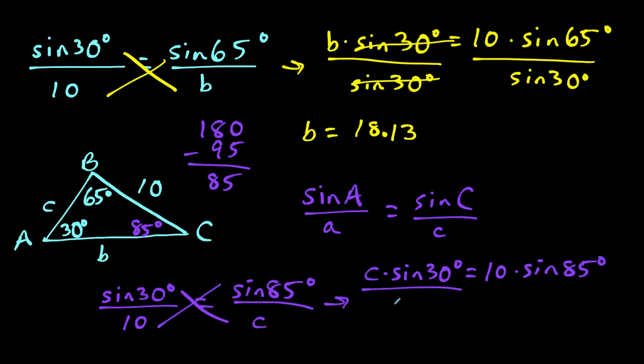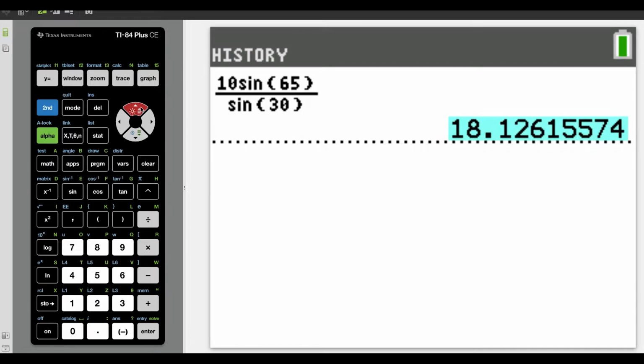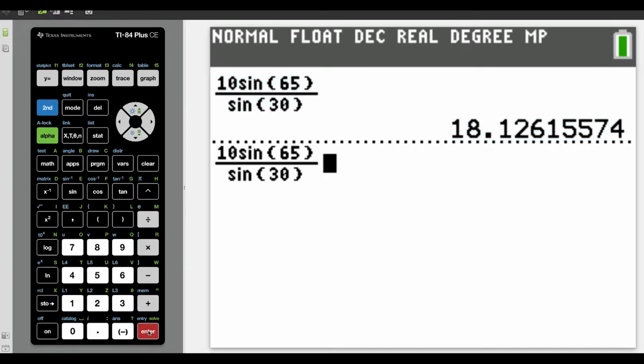Now to solve for c, we divide both sides by sine of 30 degrees, and the rest we just punch in the calculator. I could pull up a fraction again, or if I want to save time, I'm just going to scroll over to what we typed in before and press enter.